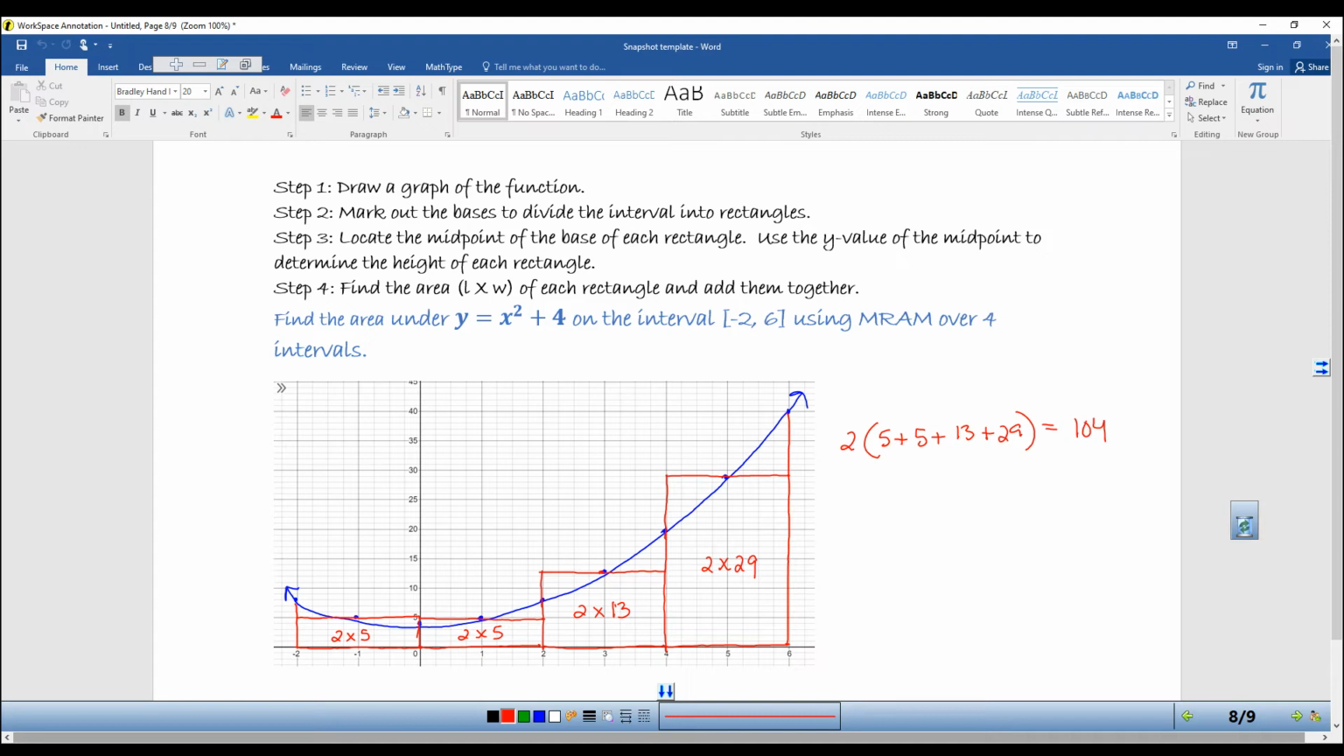Find the area of each rectangle and add them together. The actual answer, if you were to integrate, is 106 2/3. So MRAM is actually a really great estimate because it overestimates, but then it also underestimates. So it kind of balances out a little bit and gives you a really great estimate.